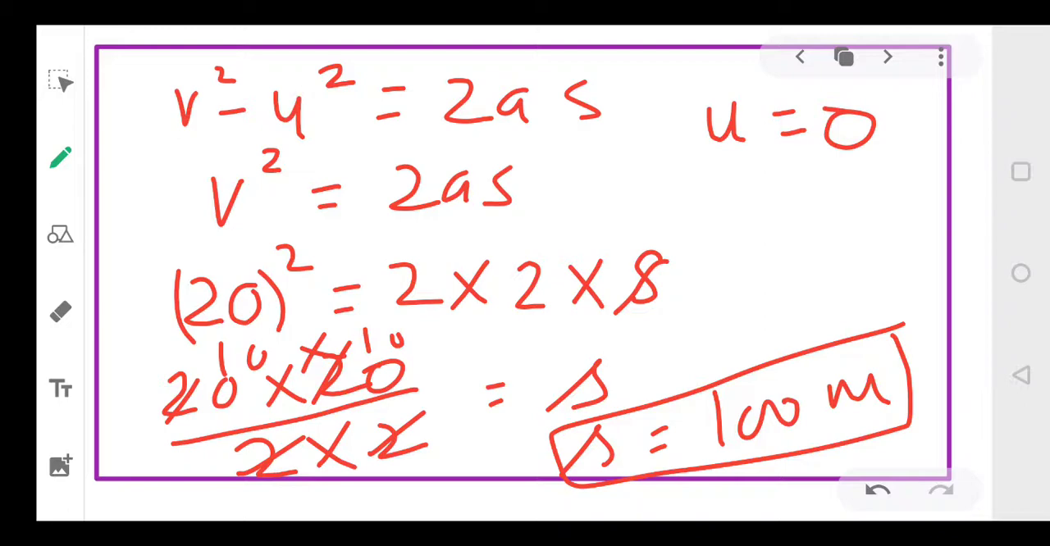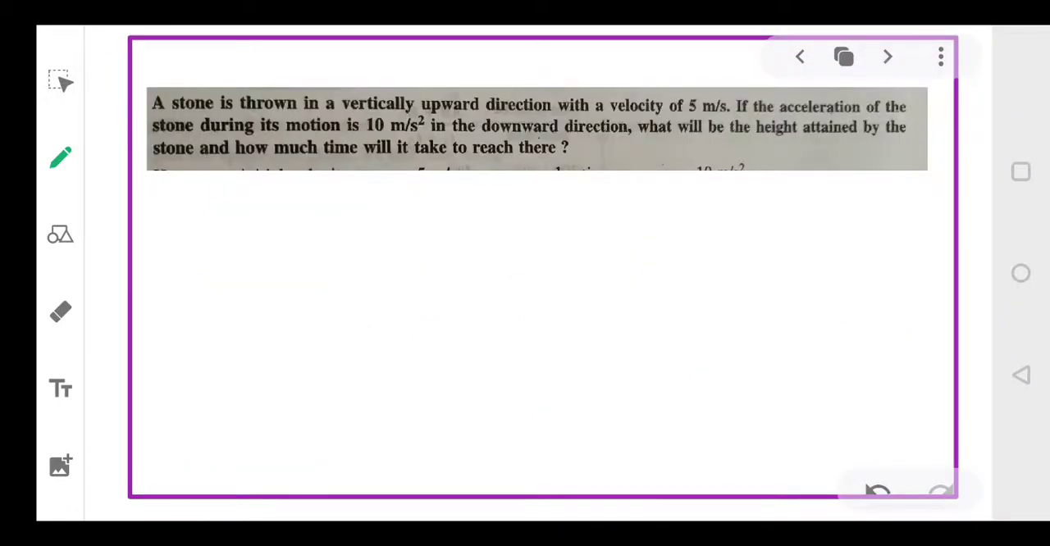I hope you're getting it. Is there any doubt in this? Right. So what is the distance? 100 meters. Let's come to the next question.